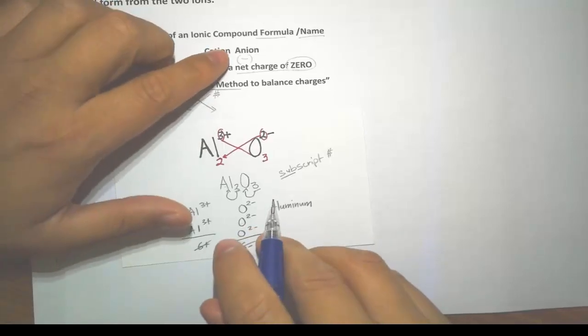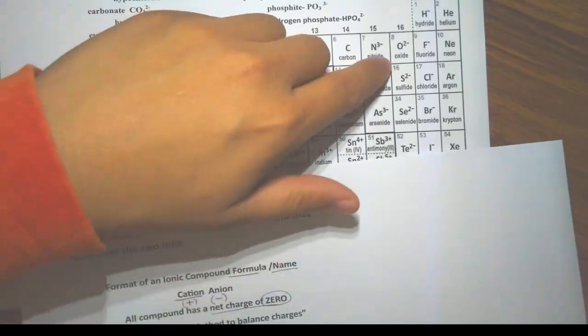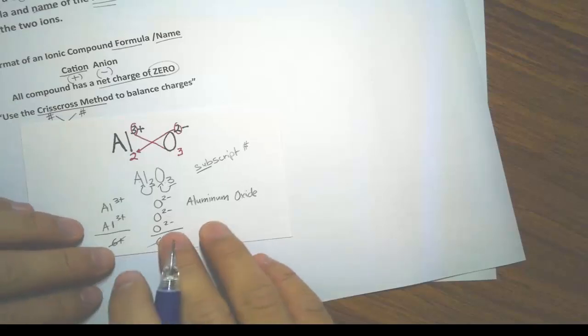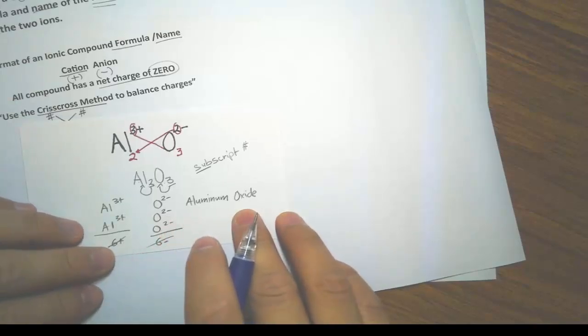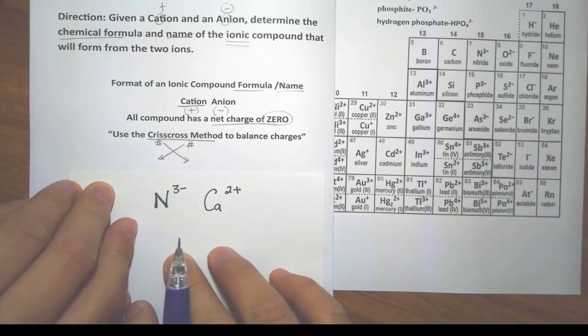So what's the name of oxygen? If we go back to the table, remember the naming structure? Oxygen becomes oxide. So we have aluminum oxide. So the name is aluminum oxide. And that's it. Here, let's try another problem together.